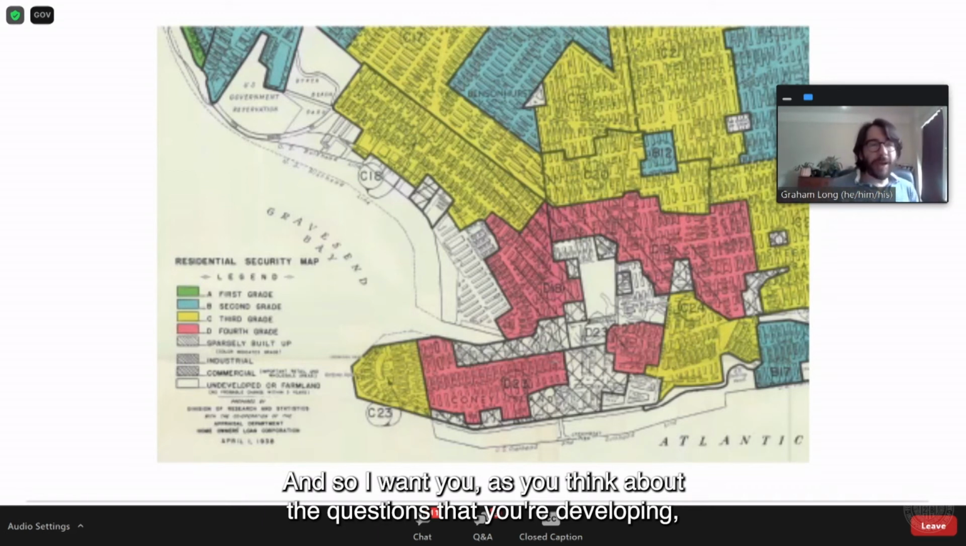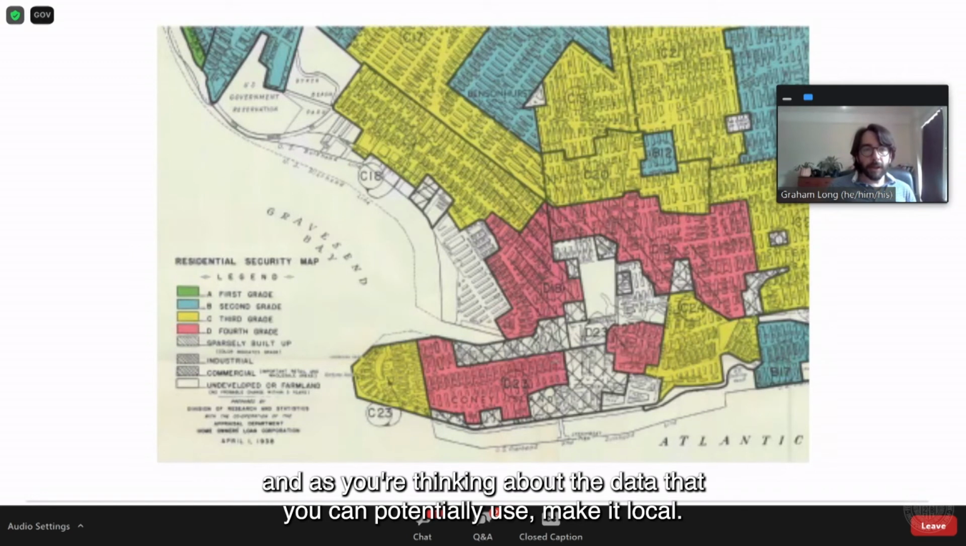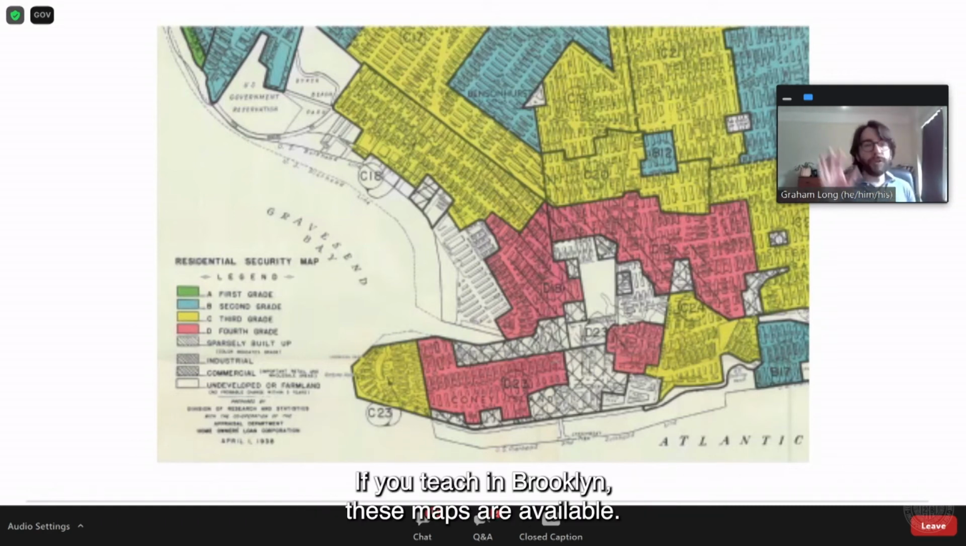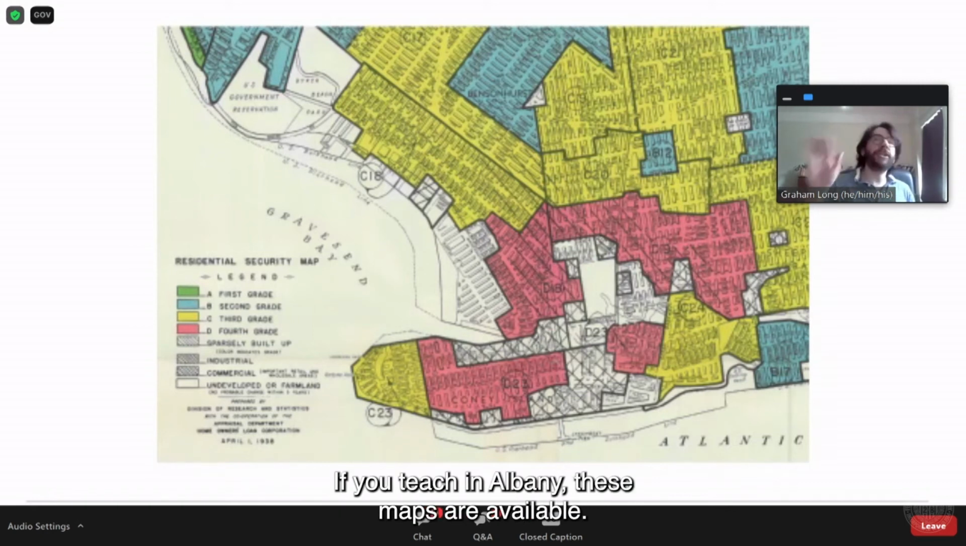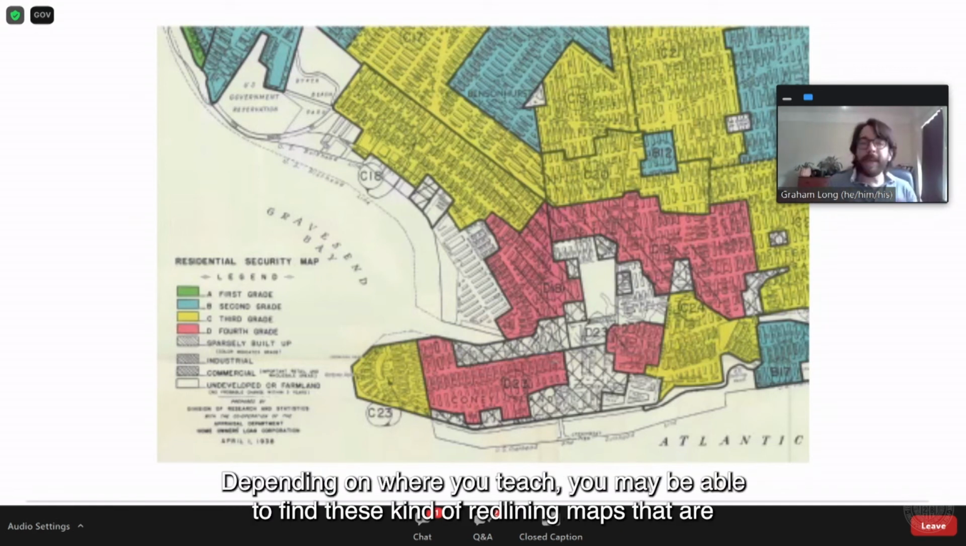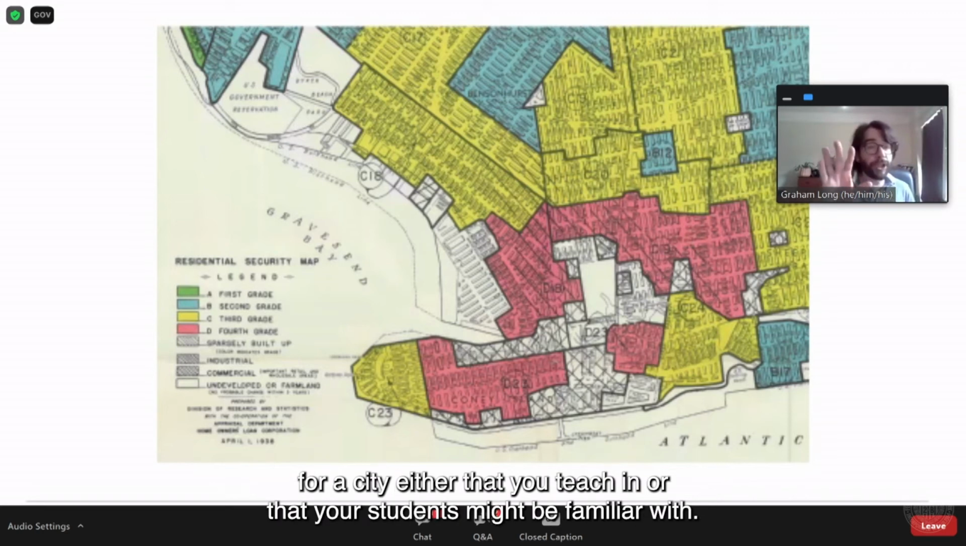And so I want you, as you think about the questions that you're developing, and as you're thinking about the data that you can potentially use, make it as local as you can to your students. If you teach in Brooklyn, these maps are available. If you teach in Albany, these maps are available. If you teach in Chicago, these maps are available, right? Depending on where you teach, you may be able to find these kind of redlining maps for a city either that you teach in or that your students might be familiar with, right?